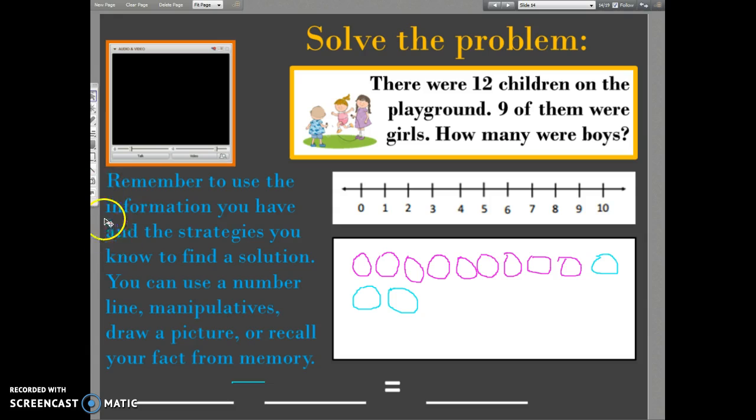All right, so we started with 12, and we knew 9 were girls. So how many were left to be boys? 3. You are exactly right. So we can check our answer by making sure our addition sentence was right. We said 9 plus 3 equals 12. So our inverse was correct. Way to go, guys.